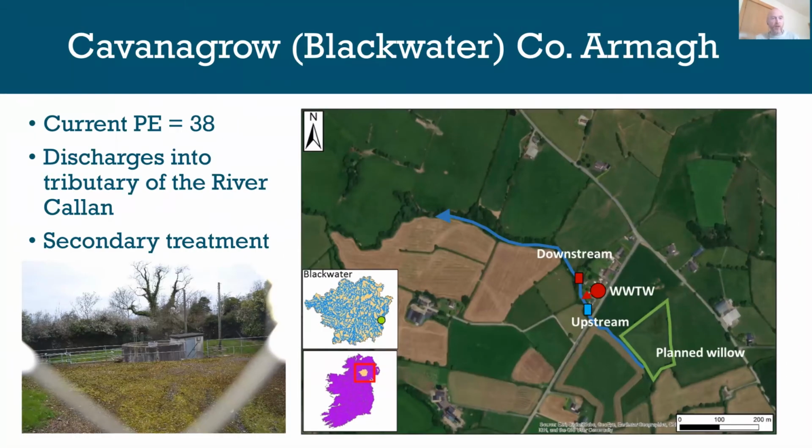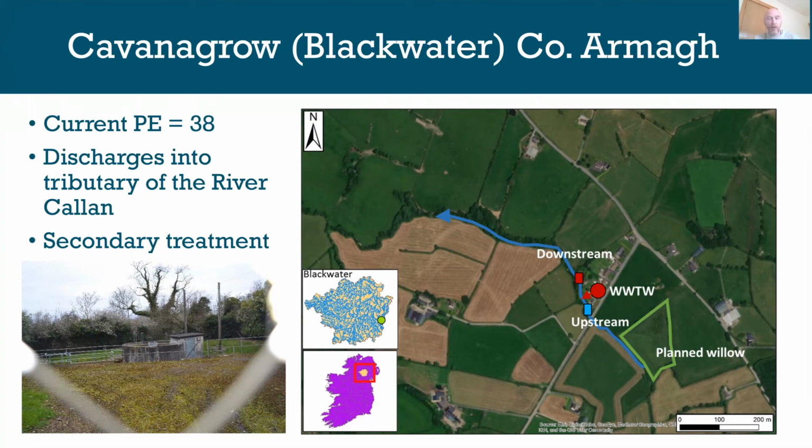So at Kavanagh, this site is about 5 kilometers outside Armagh in the Blackwater catchment. The wastewater treatment works is at the back of a housing estate in Kavanagh, serving a population of 38 people, and it's discharging into a tributary of the River Callan. There you see a picture of the wastewater treatment works at Kavanagh. Again, we're monitoring upstream and downstream at the site.